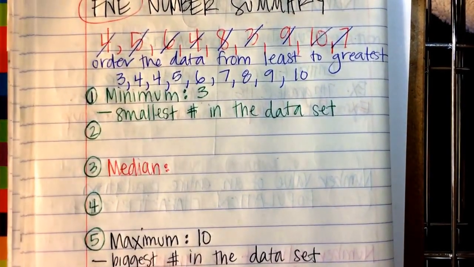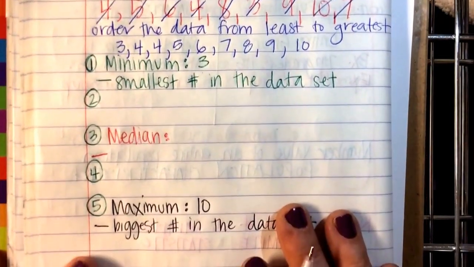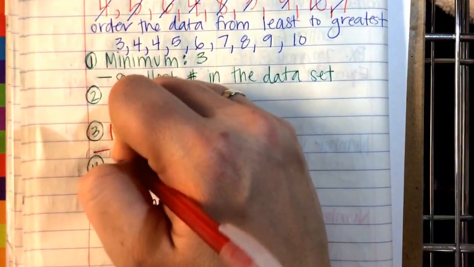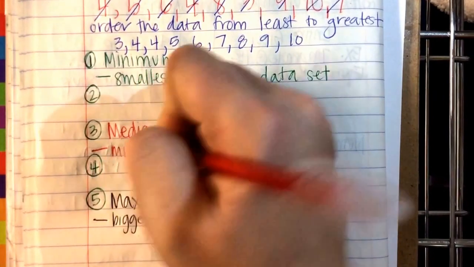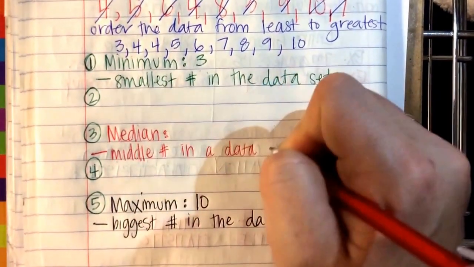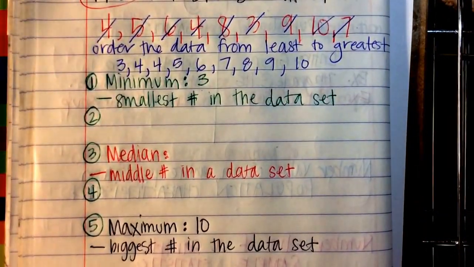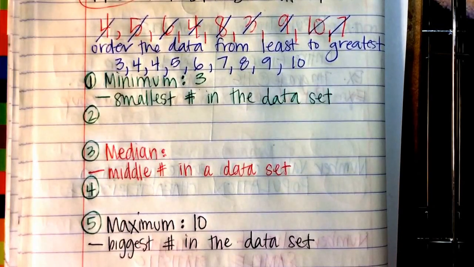And what does median mean? It's the middle number in a data set. But you have to make sure what happens to the data before you find the middle. You have to order it in order from least to greatest.